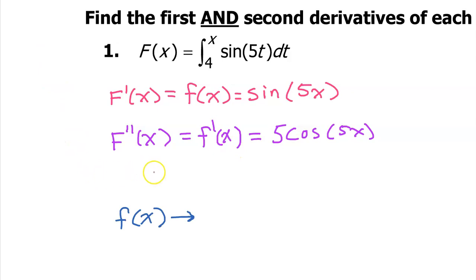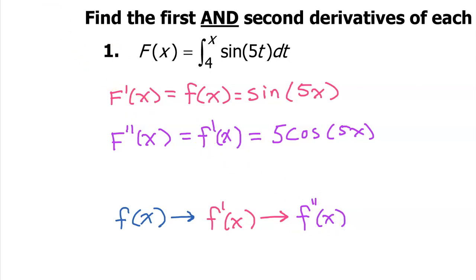Before we move on, I want to say a couple words about the relationship between this capital F of x and f of x and f prime of x. Let's start with what we are familiar with. If we have some original function f of x, if we take the derivative of that, we're going to get f prime of x. And then if we take the derivative of that, we're going to, of course, get f double prime of x.